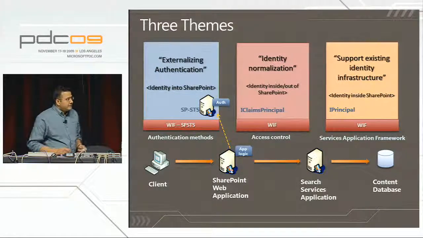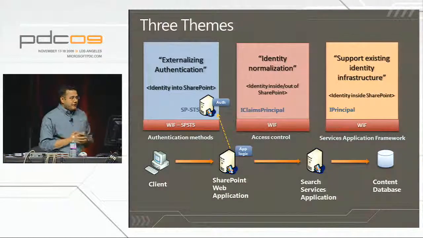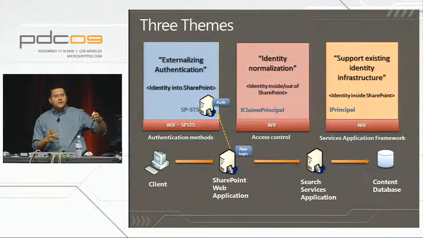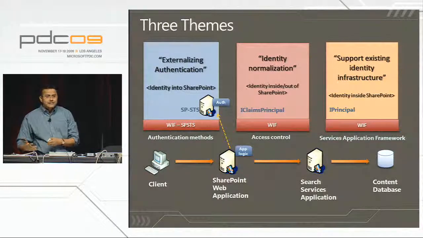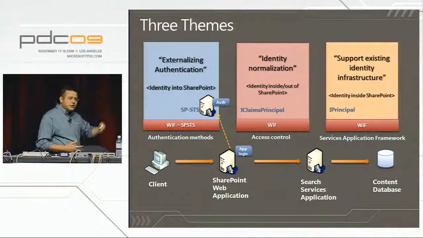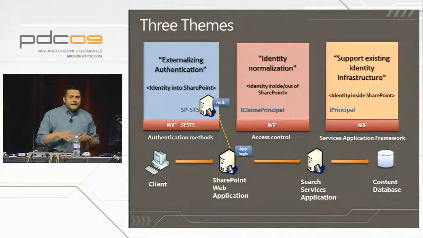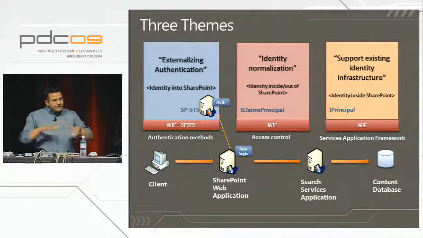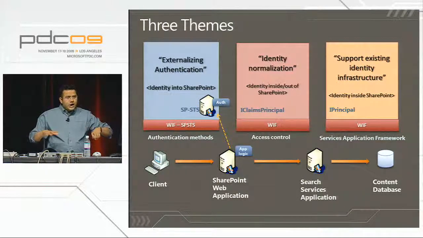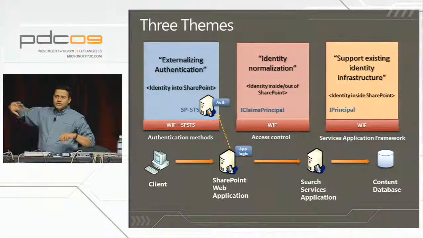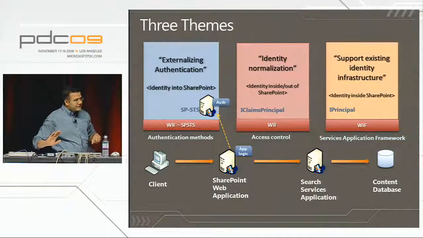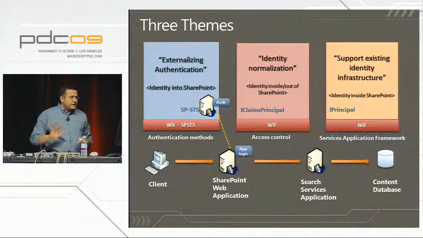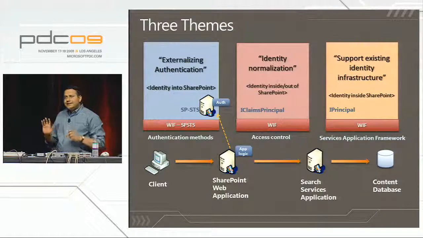Okay. First theme is mainly externalizing authentication. As I said, this is how the identity is coming into the SharePoint, how you get authenticated and get access inside the SharePoint. So that's why I call it identity into the SharePoint. The second major theme is identity normalized. Inside the SharePoint, how the identity is being used, as well as when it goes outside of SharePoint, like when you talk to an external service that is also capable of understanding claims, how it is being normalized. The third major theme is supporting the existing infrastructure.